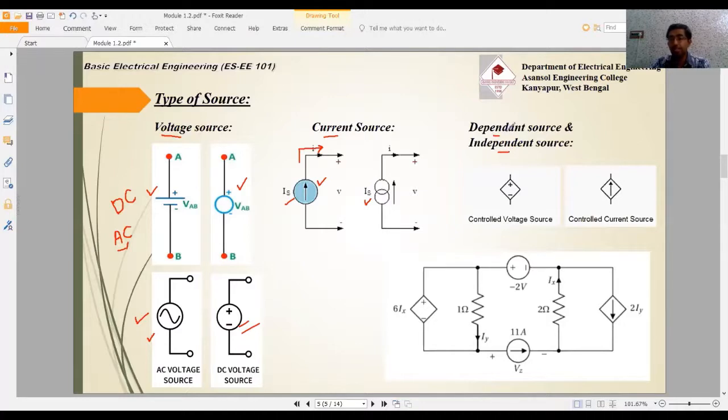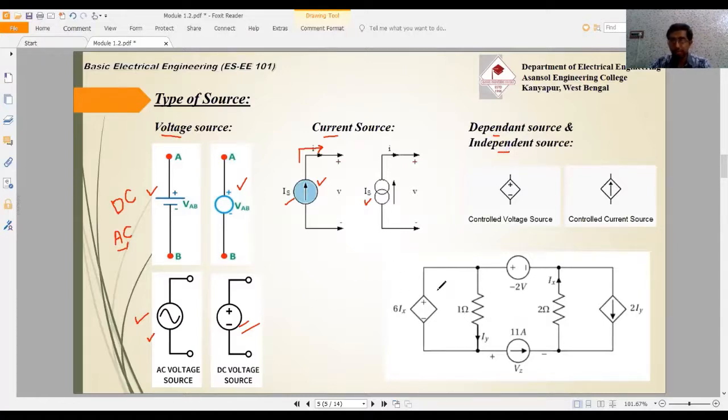Dependent source means this kind of source is dependent on another value that is in the circuit. And what is an independent source? This type of source always works independently. It doesn't depend on whether there is a change of other quantities in the circuit.